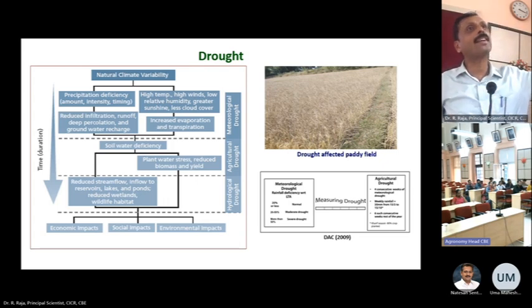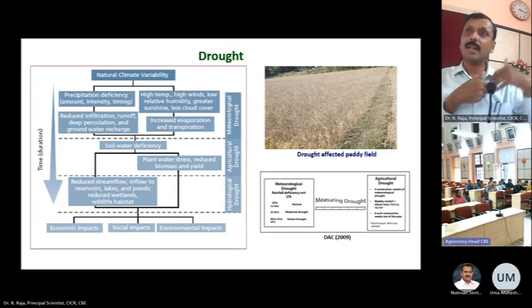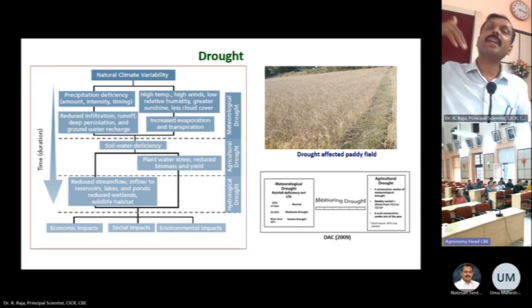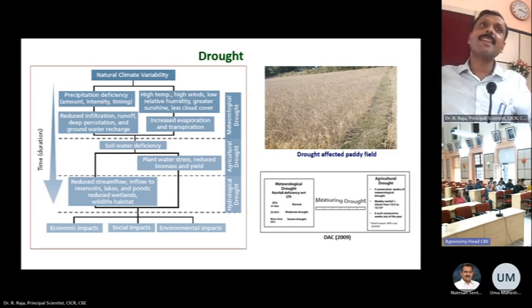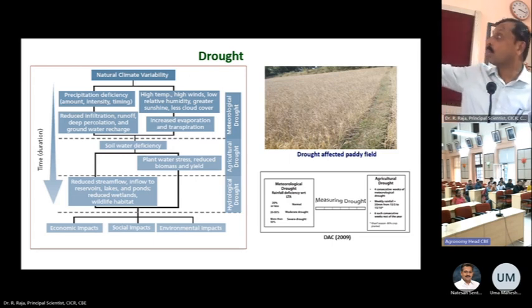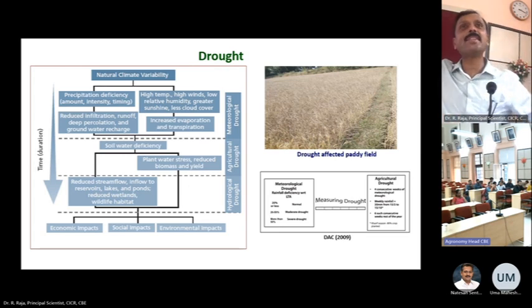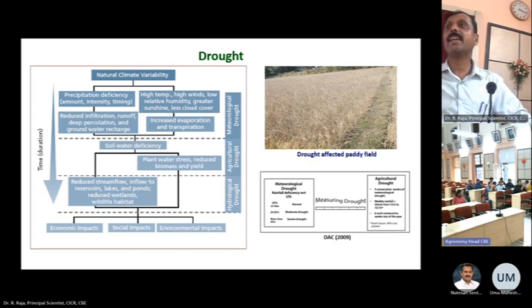Ultimately, your water bodies also will not have sufficient water because, coupled with high temperature and evaporation, and you are using the water for irrigation and all, over a period of time, maybe in 6 months or 1 year or 2 years, that will result in hydrological drought. So the general administration, our government and all, they are very much worried about hydrological drought rather than agricultural drought or meteorological drought. Any state government, for that matter, central government.